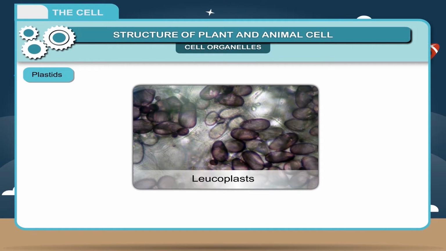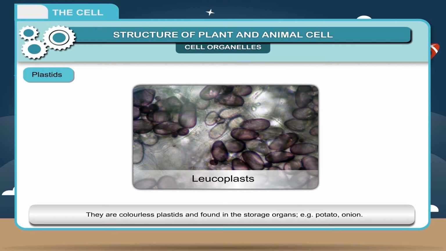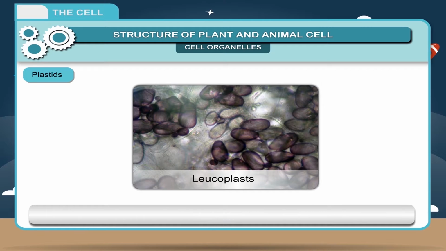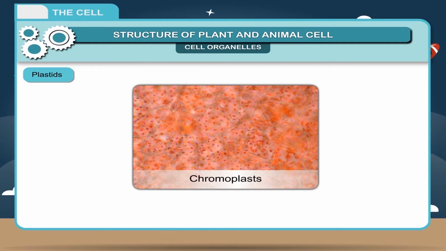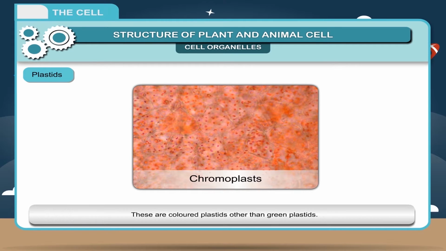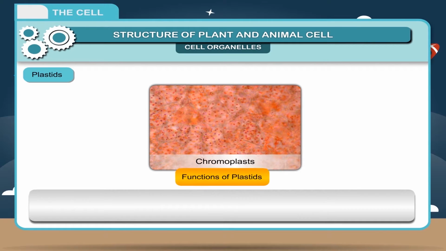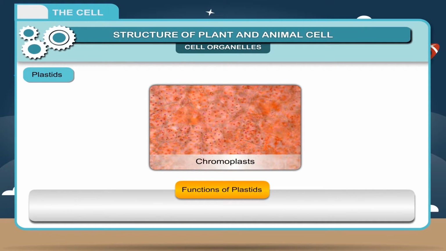2. Leucoplasts. They are colorless plastids found in storage organs, for example, potato and onion. 3. Chromoplasts. These are colored plastids other than green plastids. The color of flowers and fruits is due to chromoplasts. Functions of plastids. Their main function is to manufacture and store food.